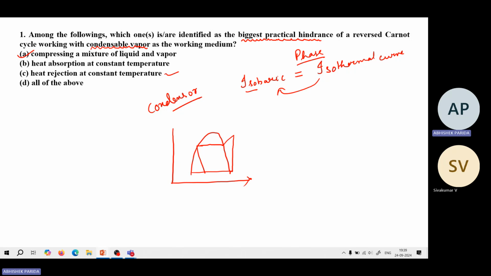That is even one of the hindrances, because other than compression, we cannot handle the liquid plus vapor mixture in such cycles. That is one of the other hindrances. But the biggest hindrance is option A. Okay. Okay, sir. Got it, sir.